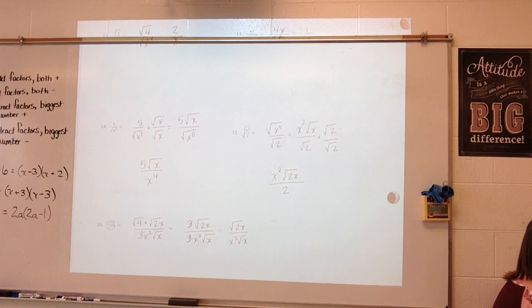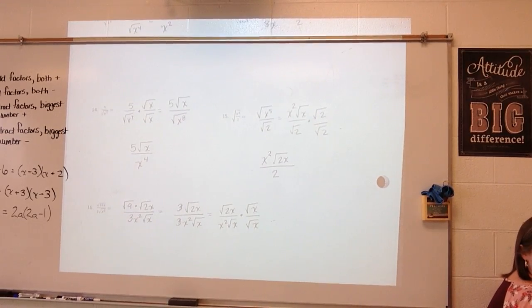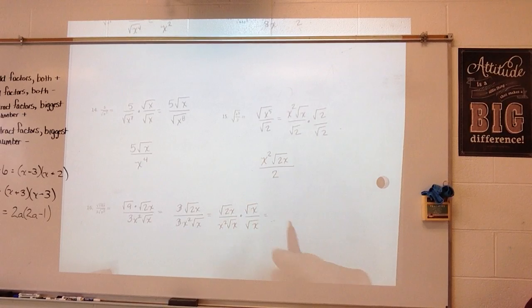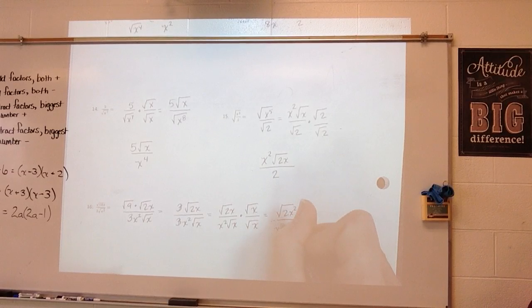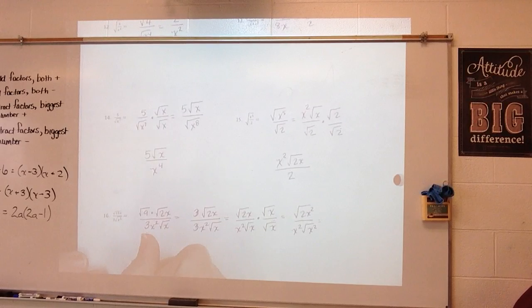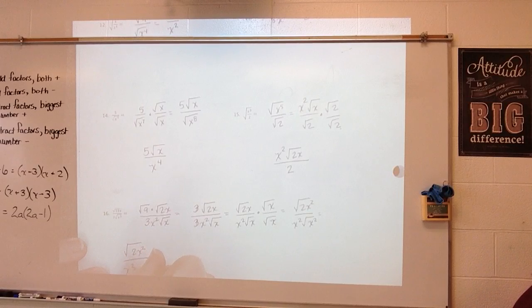I cannot have a denominator with the square root in it, so I've got to multiply by the square root of x. All right, so I get square root of 2x times x is the square root of 2x squared. And then I get x squared, square root of x squared. All right, so let's come down here and let's look at this for a second because there's some things I can do here.